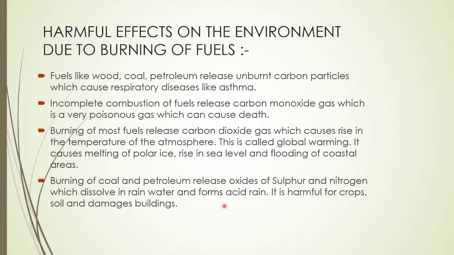Okay, the last topic is what? If coal and petroleum are burning continuously, that means what? They will produce a lot of sulfur and nitrogen oxides, and these will dissolve in water. When they dissolve in the water, they will come back in the form of acid rain, which is harmful for our crops, our soils, and even our buildings.